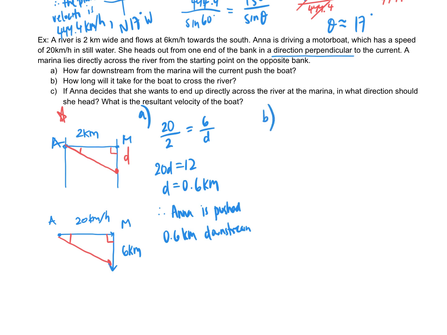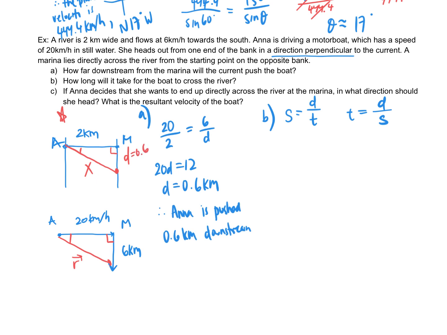Next, we want to see how long it's going to take for the boat to cross the river. Well, if we're talking about time, I'm thinking about that speed formula. Speed is equal to the distance divided by the time. If you know this, you can always manipulate this formula, and time is equivalent to distance divided by speed. So if I could figure out the distance that she actually travels, I'll label that x, and I could figure out her speed here, which is the resultant vector, I can divide those, and then I'll have the time.